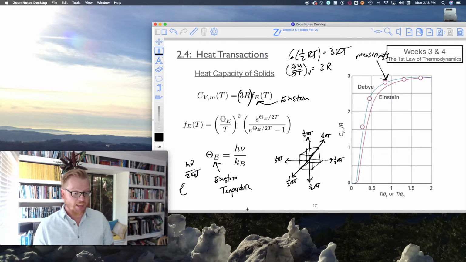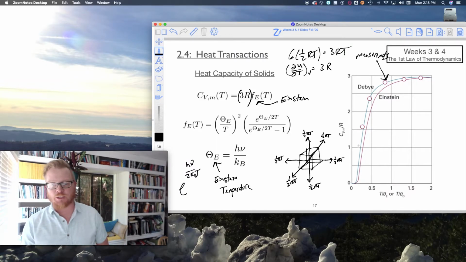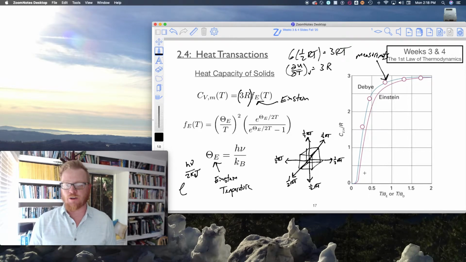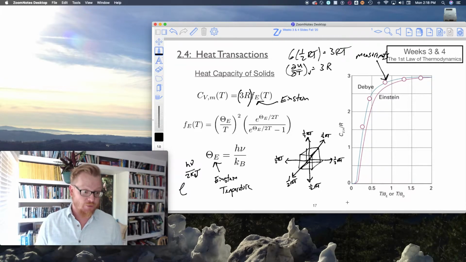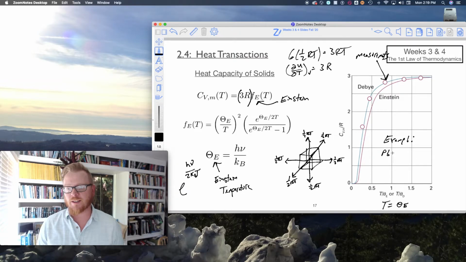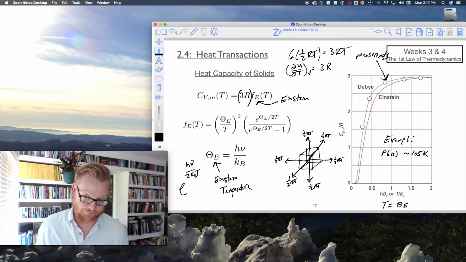Okay? And as it turns out, the Einstein temperature, if you look at my scale here, this is again another reduced variable space scale. So when this is 1, that means the temperature equals the Einstein temperature. I'll give you an example, because I know it off the top of my head. For lead, the Einstein temperature is roughly about 105 Kelvin.